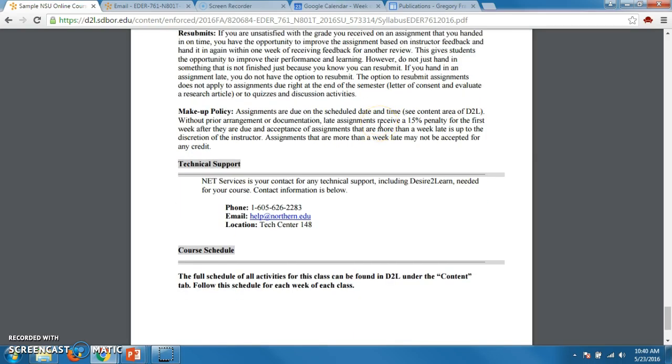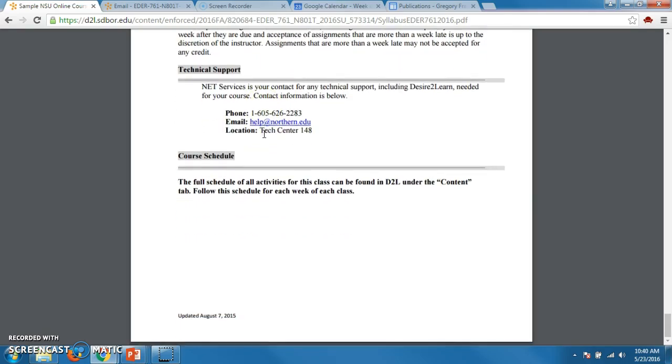As far as assignments due, they're due on the scheduled date and time. Without prior arrangement or documentation, late assignments receive a 15% penalty for the first week after they are due, and acceptance of assignments that are more than 1 week late is up to the discretion of the instructor. And I'm going to tell you right now that I won't likely accept anything that's more than a week late in this class because of the accelerated time frame. We only have 10 weeks. If I let assignments go late, many of the later assignments will build upon that assignment. And so if I let it go late, then there are some real problems with that, especially in your research proposal area. So be careful. Don't submit things late for this class, or else you will likely have some real problems completing the class.